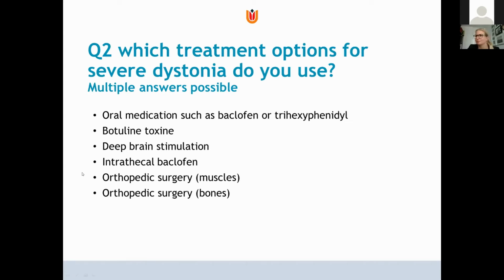So here are the results. Many of you use oral medication, also a great part botulinum toxin, brain stimulation and intrathecal baclofen. A little less, orthopedic surgery on muscles and bones is also used, but less frequently.